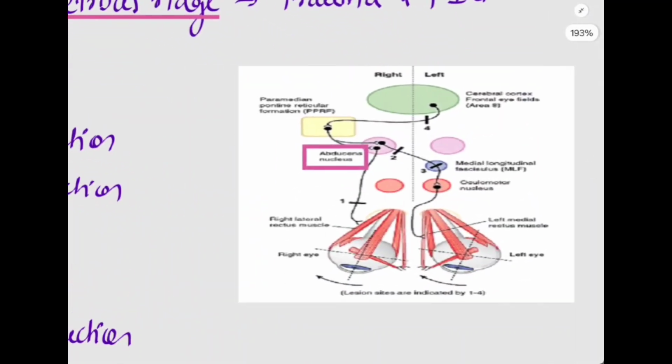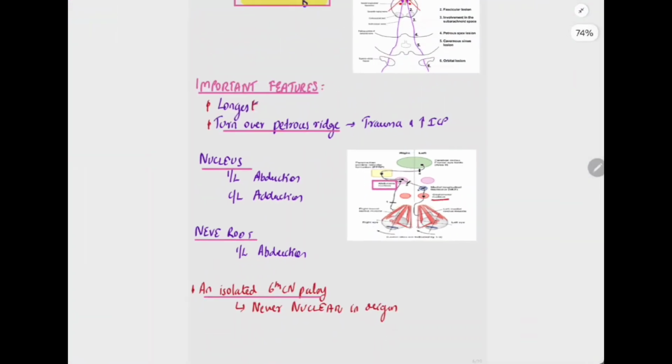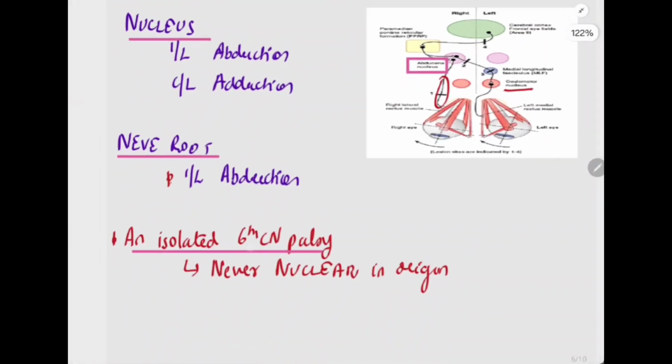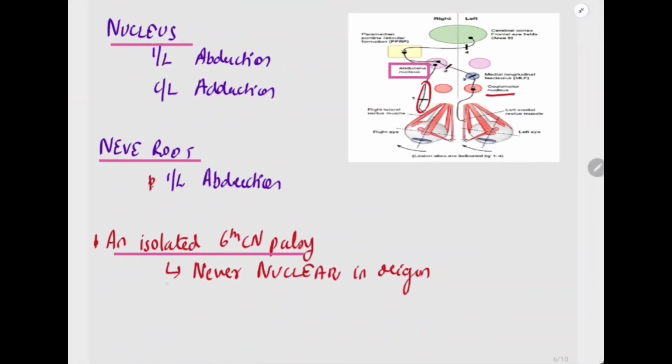Destroying a nucleus impairs not only abduction of the lateral rectus muscle on the same side but also impairs adduction of the medial rectus muscle on the opposite side, because each nucleus contains neurons whose axons cross the midline and ascend in the medial longitudinal fasciculus to the medial rectus muscle motor cells in the oculomotor nuclear complex. Whereas destruction of an abducens nerve root impairs only the lateral rectus muscle on the same side. An isolated sixth nerve palsy is therefore never nuclear in origin, that is, very close to the nuclei.